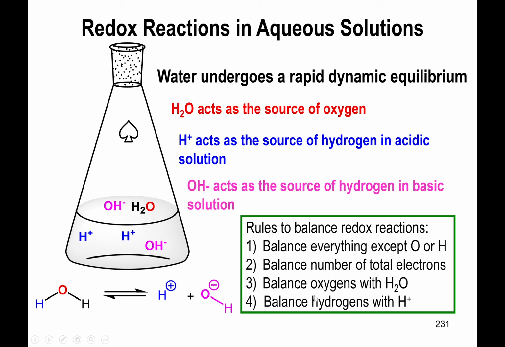After the electrons have been balanced, we then balance oxygens, not in the typical way, but rather by adding water to whichever side is lacking in oxygen content. And when that's done, we balance the number of hydrogens, not the typical way, but by adding enough H pluses to whichever side is lacking in hydrogen. So the process is a little bit different than what you've seen before.